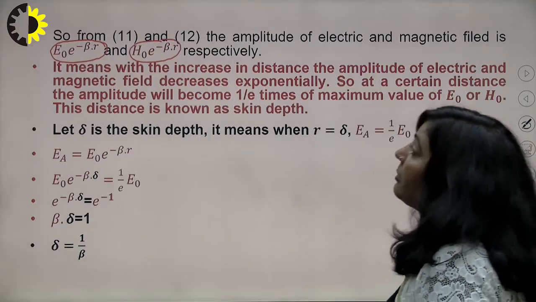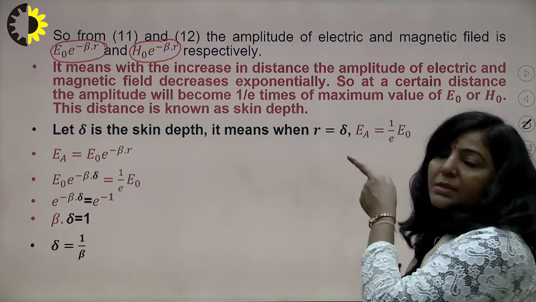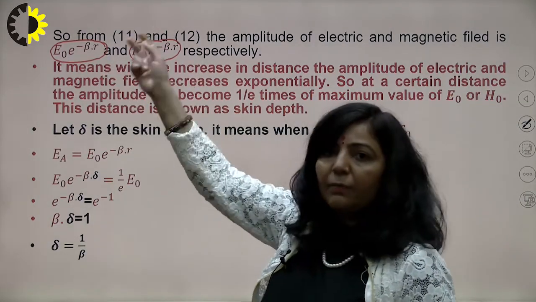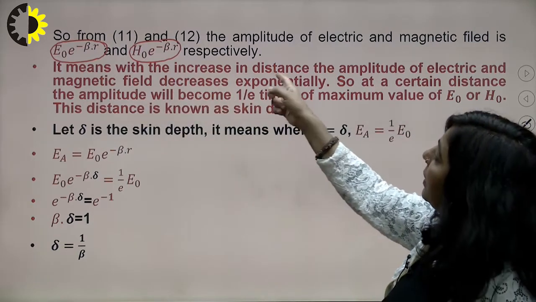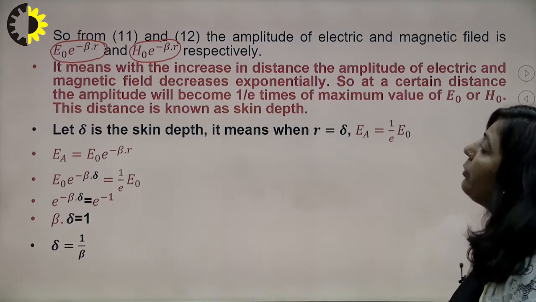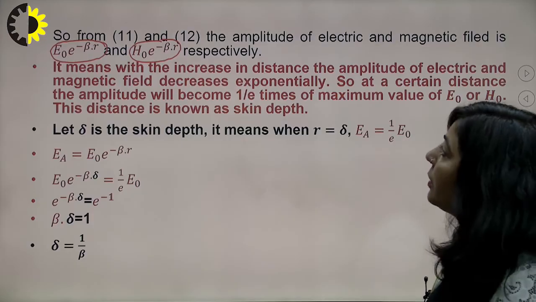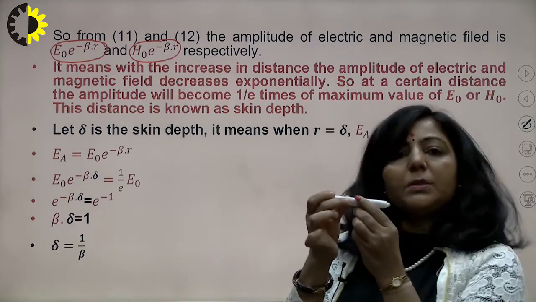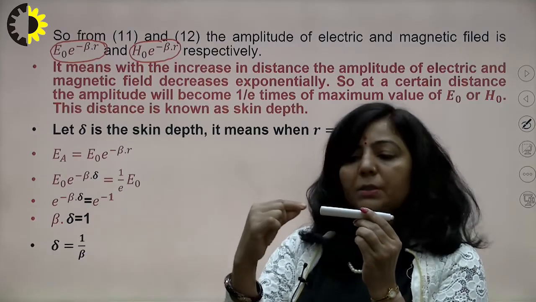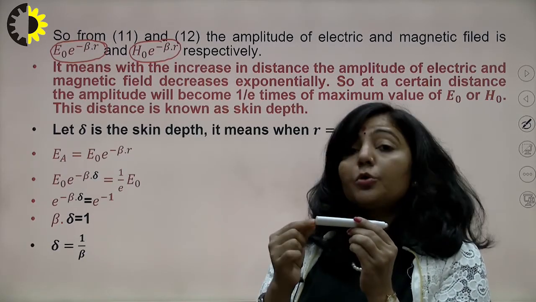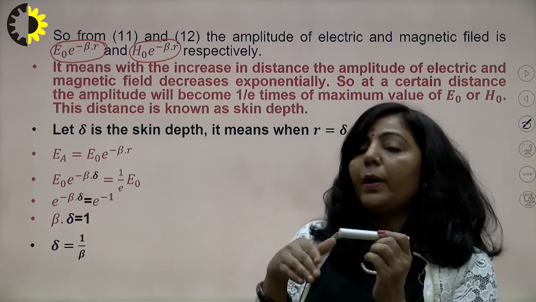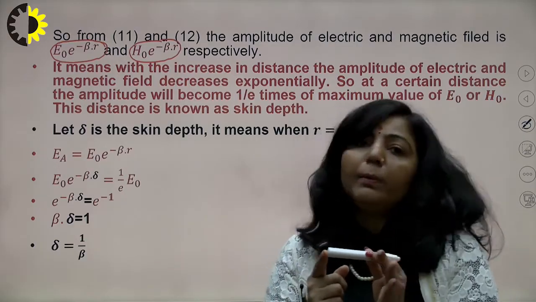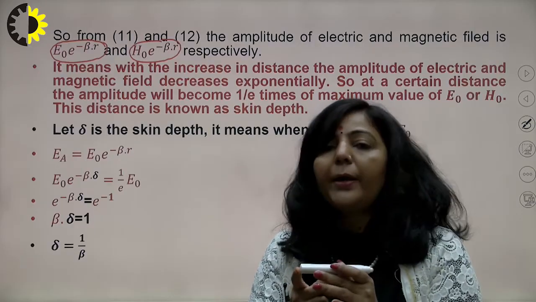So with the increase in distance, if r increases, there will be exponential decay in this vector. With the increase in distance, the amplitude of electric field and magnetic field decreases exponentially. Suppose this is a conducting medium and an electromagnetic pulse is entering into this medium. If r is 0, meaning you are at the surface of that conducting medium, the amplitude of electric field or magnetic field will be maximum, which will be E naught or H naught.